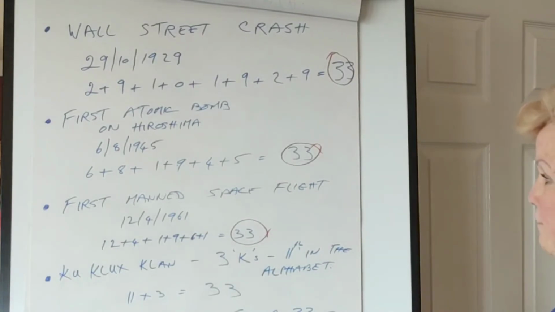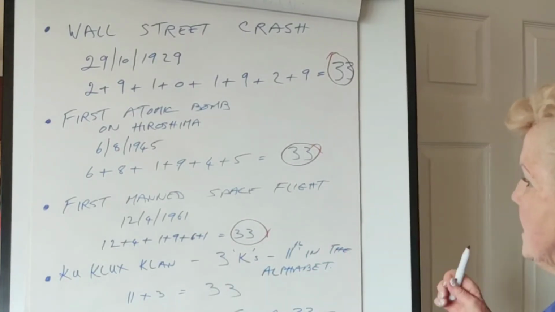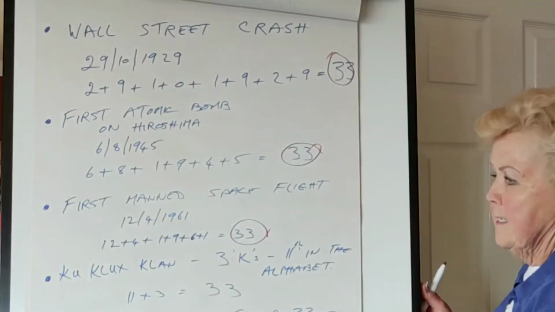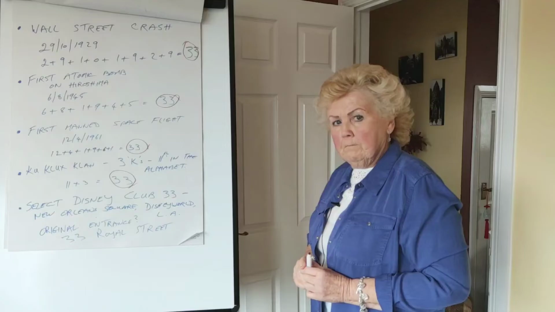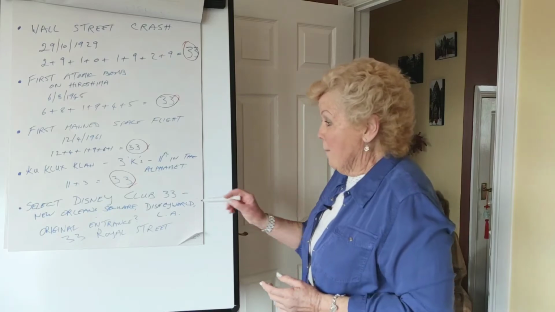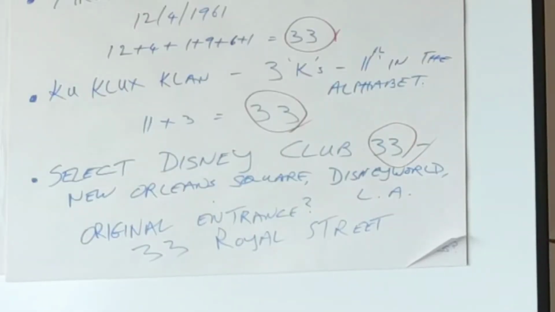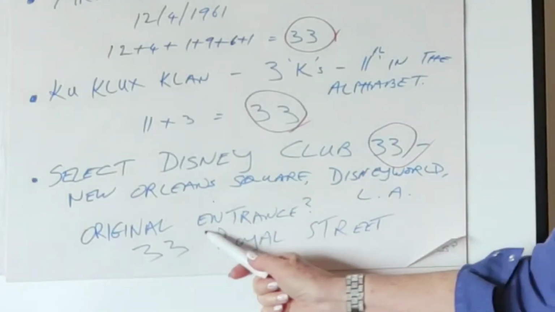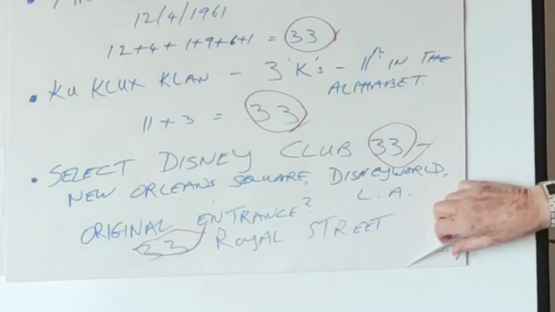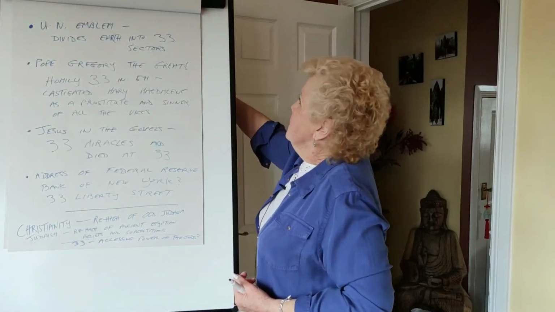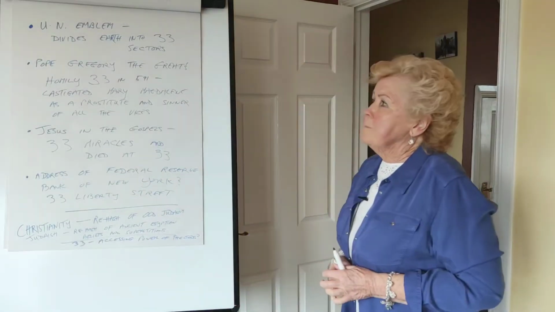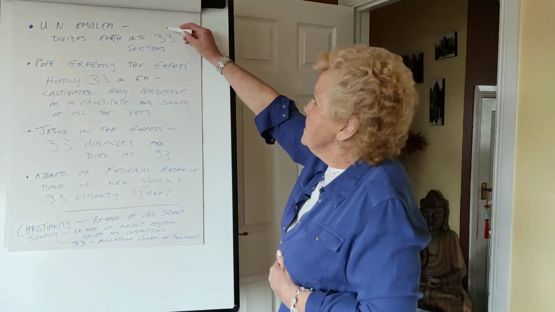Ku Klux Klan, we all know who they are. The 3 Ks. K is the 11th letter in the alphabet. 11 by 3 is 33. The Select Disney Club, 33 it's called, in New Orleans Square in Disney World. And the original entrance was 33 Royal Street. All the number 33s. United Nations emblem divides the earth into 33 sectors.